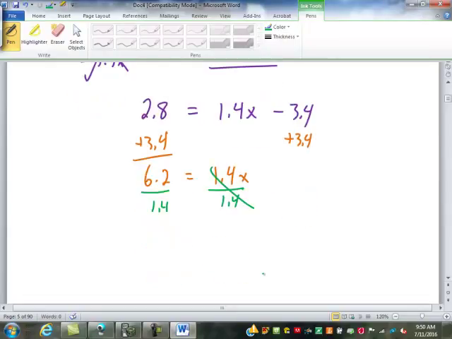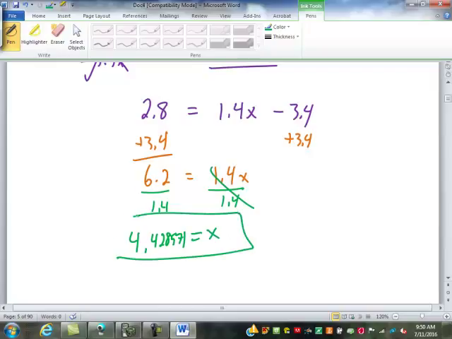So we get x equals what? 4.428571 approximately. 143 if you want to keep going. Any questions?